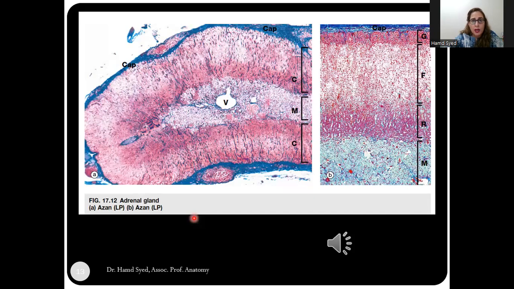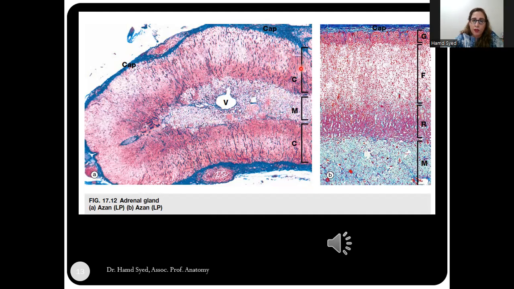Here a special stain has been used, which is known as the Azan stain. With the help of this stain, you can better appreciate the different regions. So over here, if you follow the laser pointer, you can see the capsule is stained blue because the collagen is stained blue with the Azan dye. So the capsule over here is the part covering the gland externally. And just beneath the capsule, this area is the adrenal cortex. Then comes the innermost area, which is the adrenal medulla.